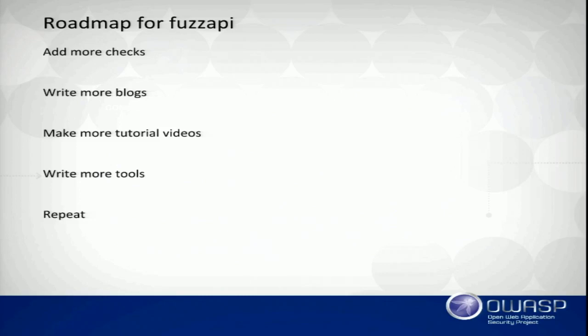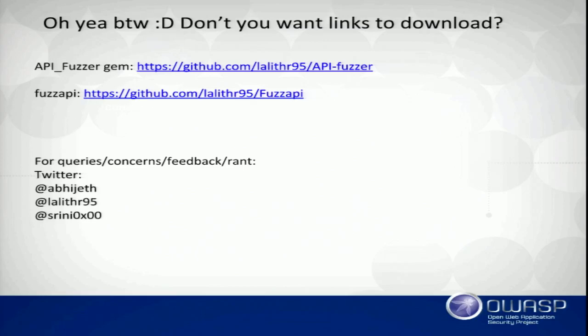So we want to probably release more videos and also release a few proofs of concept of vulnerabilities that we have found, if they're not private bounties, if they're public bounties. And yeah, we probably want to write more tools like fuzzapi and then repeat everything that we do, because that's InfoSec, right? InfoSec is not a 9-to-6 job.